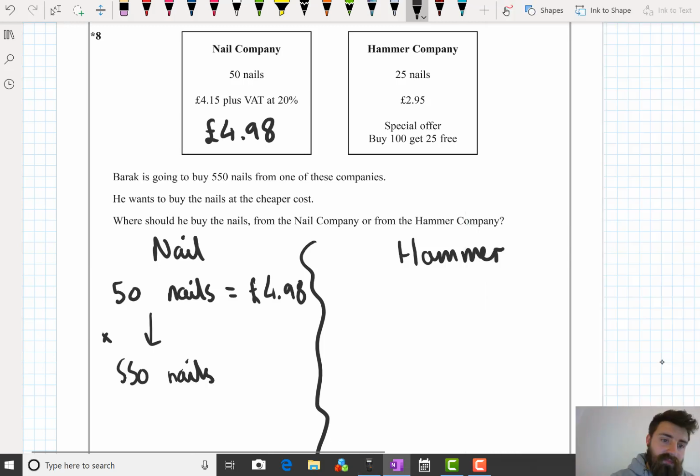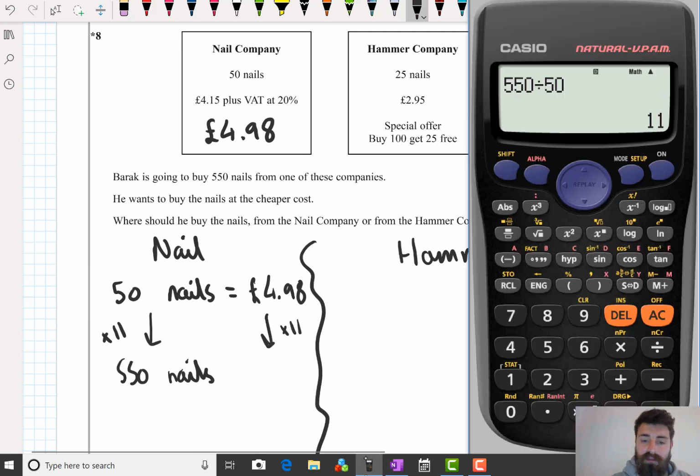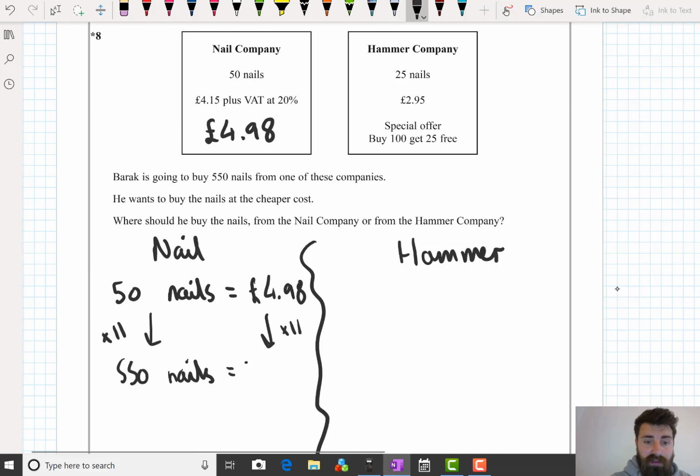Do exactly the same to the other side. So £4.98 times 11. It's that, which is this, £54.78p. We'll do the same for the other one.